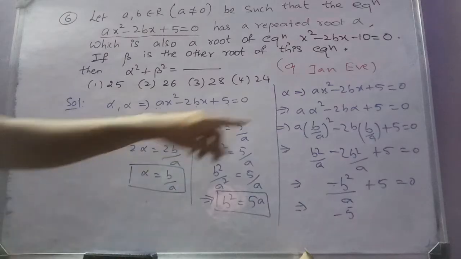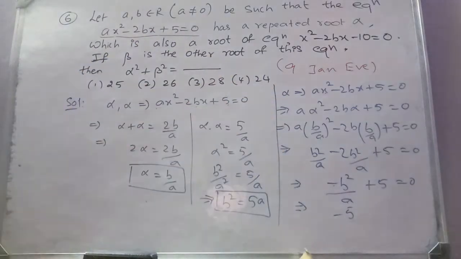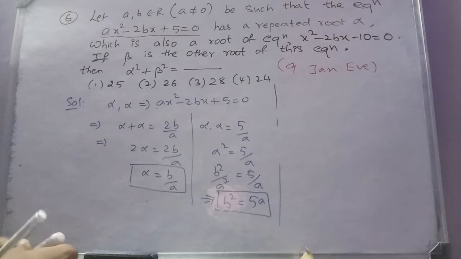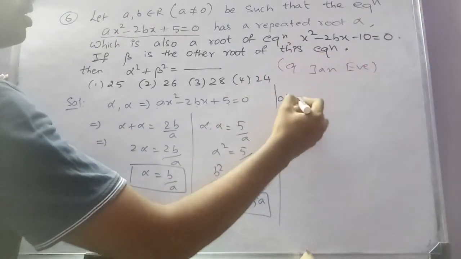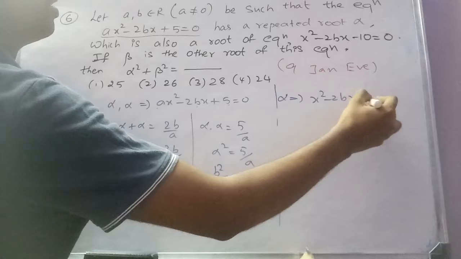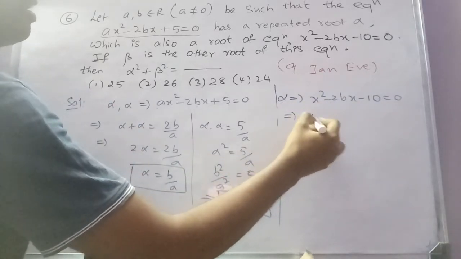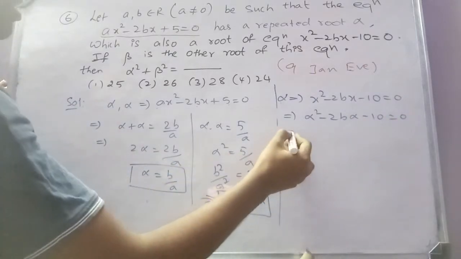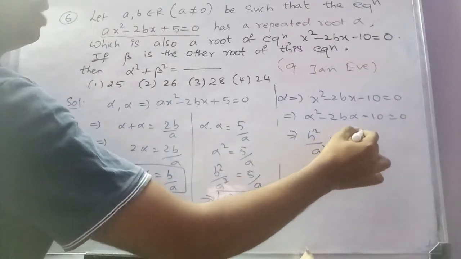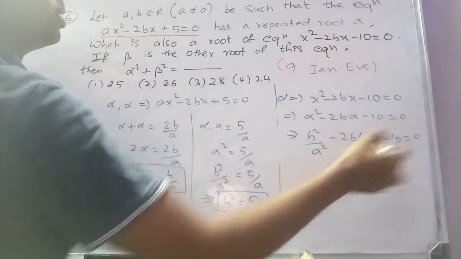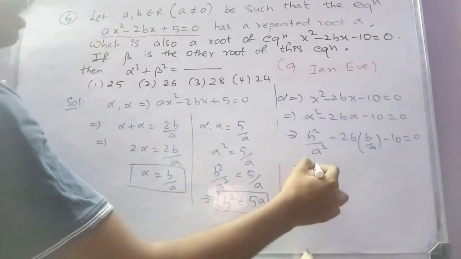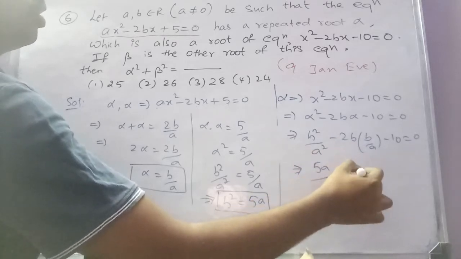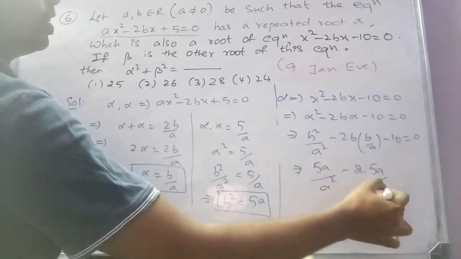So instead of substituting alpha in the first equation, let us substitute in the second equation. Which means that I cannot get anything new from the first equation. So let us substitute in the second equation. So again, alpha is a root of the second equation. So take alpha and substitute here. Alpha square minus 2b alpha minus 10 equal to 0. So where alpha is b by a. So b square by a square minus 2b into b by a minus 10 equal to 0. So b square is how much? 5a. So 5a by a square minus 2 times again b square means 5a with the denominator a.